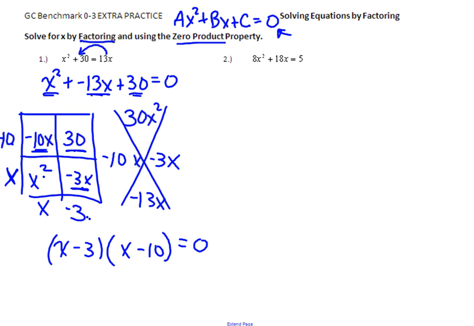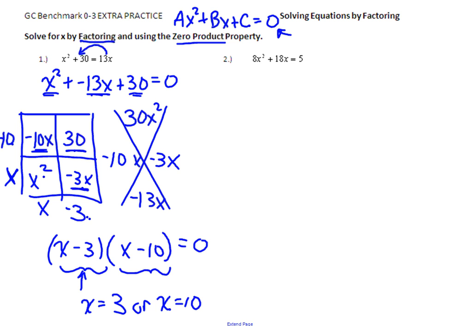So now I use the ZPP, the zero product property, which states that if one of these two quantities, either that quantity or this quantity, is 0, then the whole answer is 0. Well, for this first quantity to be 0, x itself must be a positive 3. For the second one, x itself must be a positive 10.